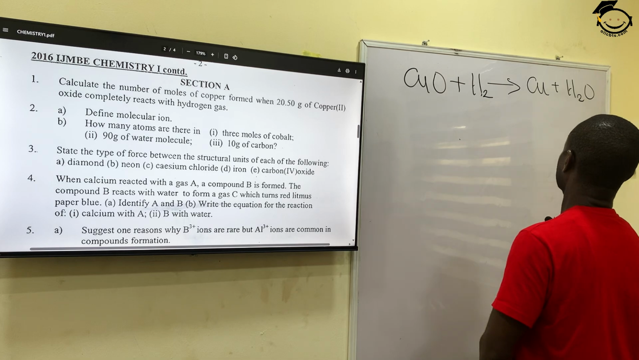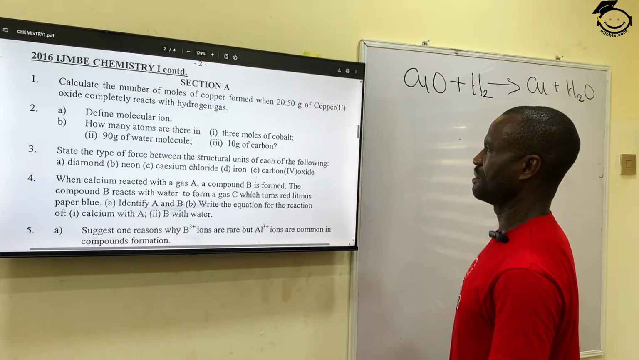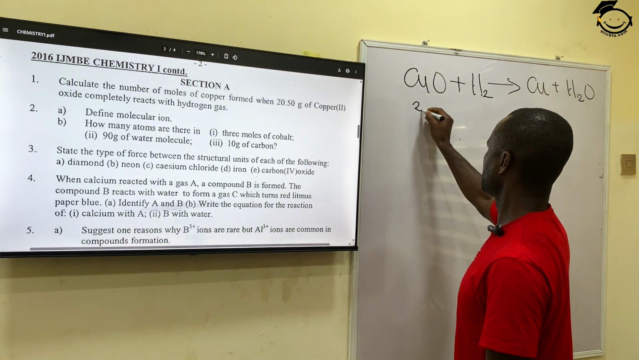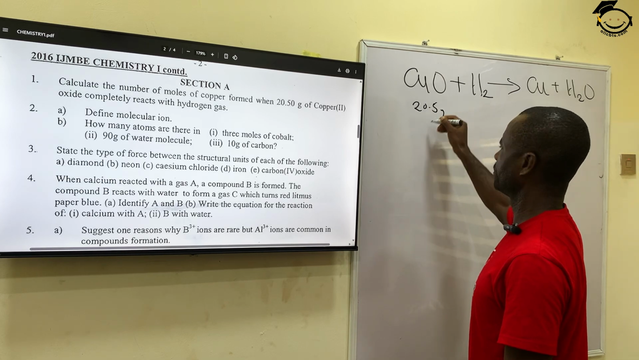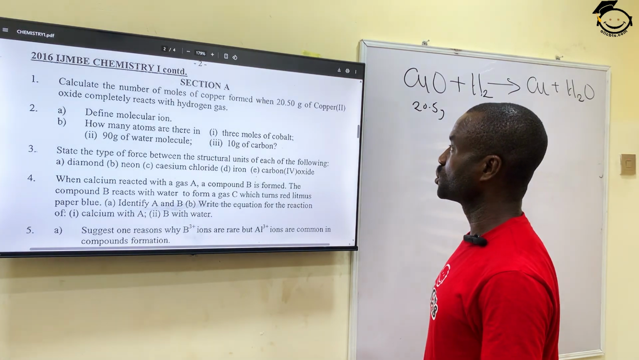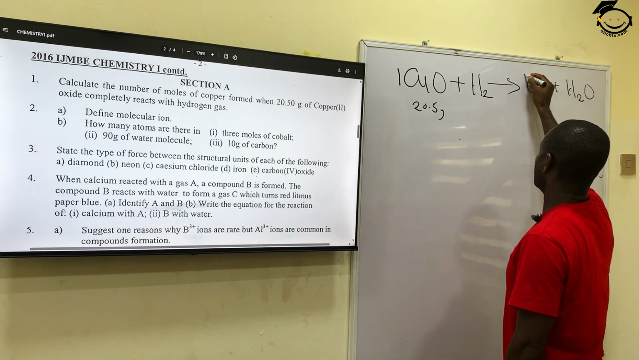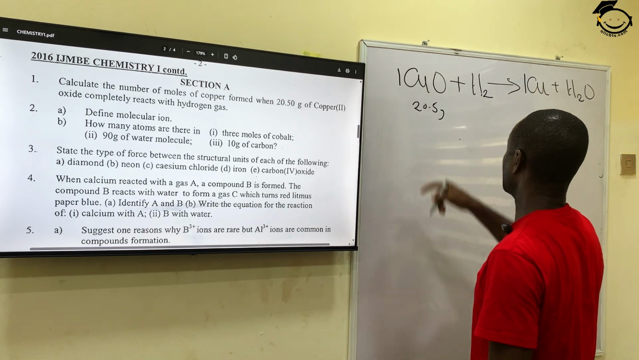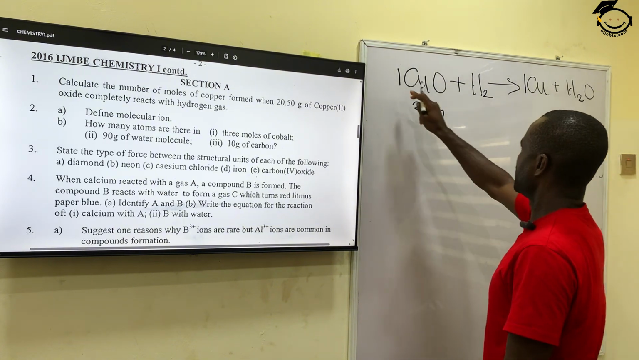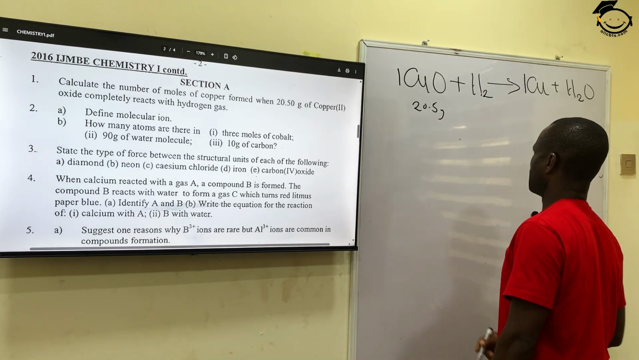All right. The equation is balanced. So we have the mass of copper(II) oxide given to be 20.50 grams. Now we said calculate the number of moles of copper. Of course, from this equation, 1 mole of copper(II) oxide gives rise to 1 mole of copper.